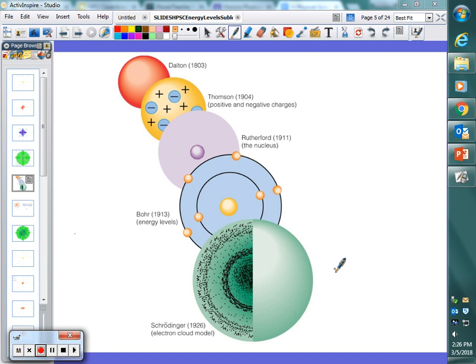So, last week, we were going through the quantum mechanical model of the atom. The quantum mechanical model of the atom starts with some ideas that Bohr put forth. First, what's the gist of Bohr's model of the atom?